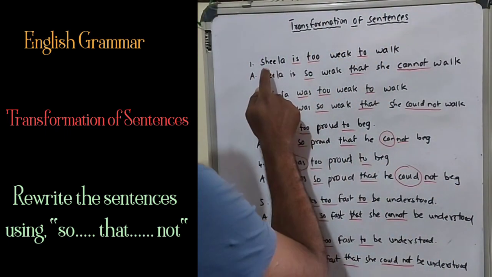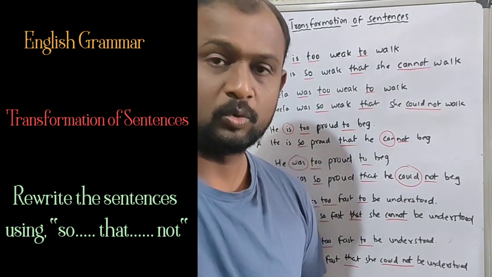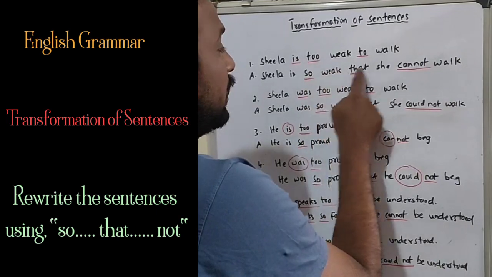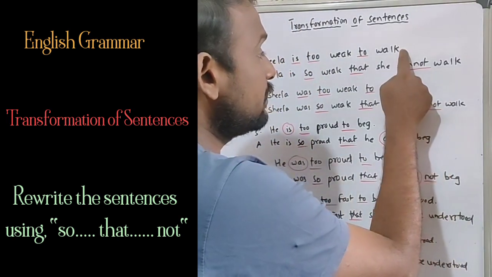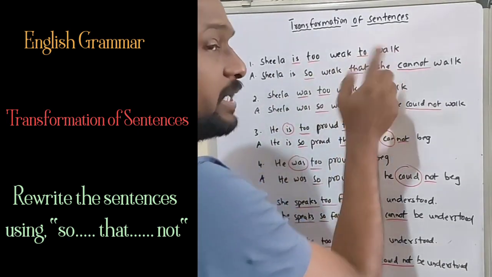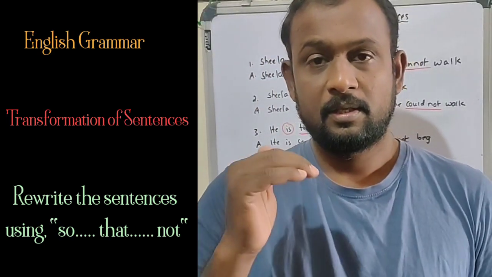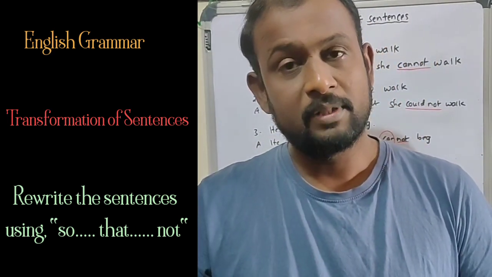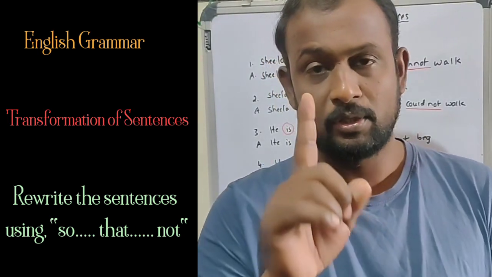Look here. The first sentence, Sheila is too weak to walk. This "too" is an adverb. So we are converting an adverb into sentences containing so...that...not. So and that are conjunctions actually. This is a simple sentence, whereas this is a complex sentence. She is too weak to walk is a simple sentence. She is so weak that she cannot walk is a complex sentence. When a sentence contains an adverb, as in this case, it will be a simple sentence, and when the sentence contains conjunctions, it becomes a complex sentence. You need to understand this point first.